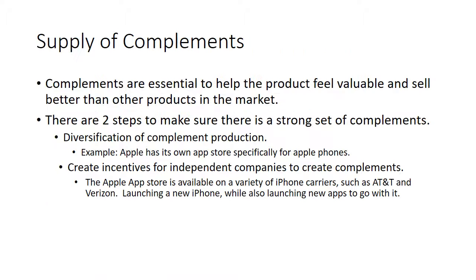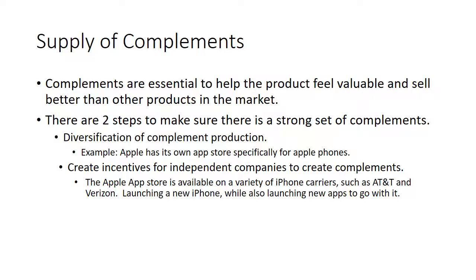standard. Supply of complements. Complements are essential to help the product feel valuable and sell better than any other products in the market. And there are two steps to make sure that you have a strong set of complements. One is to make sure diversification of that complement is there. So, for example, Apple iPhone has its own apps and App Store that is specific to Apple. You cannot go out and get Apple apps without actually having an iPhone.